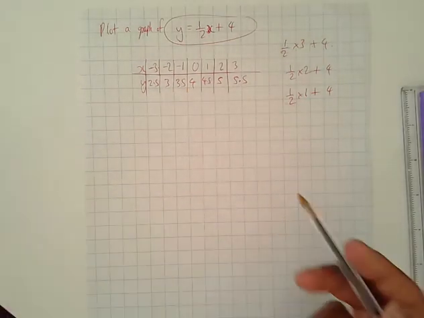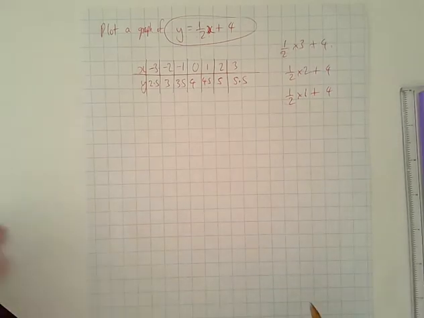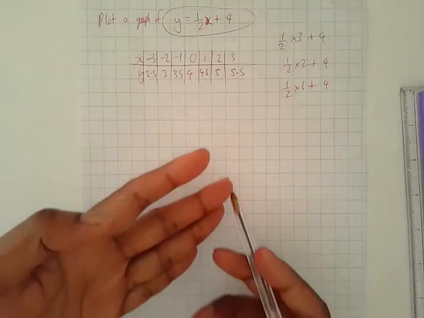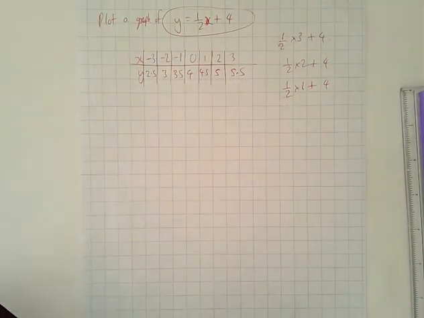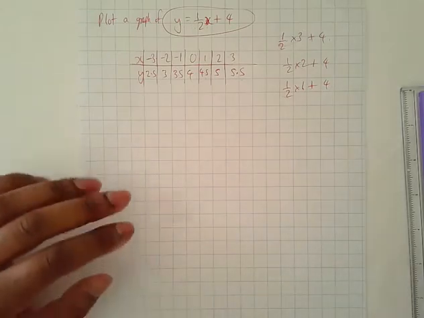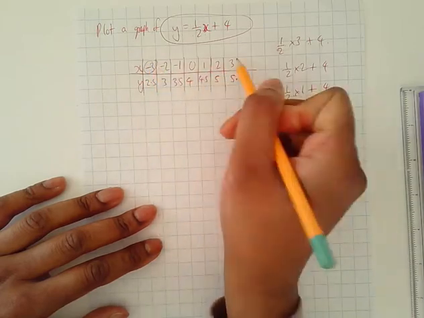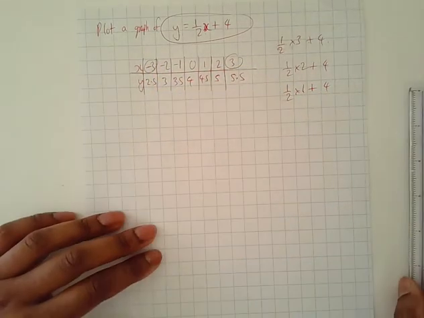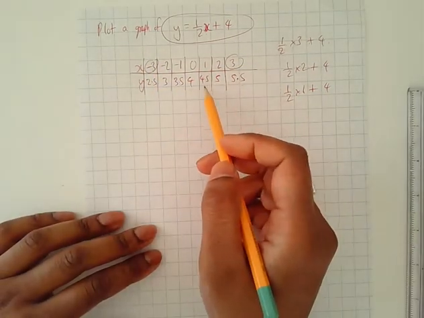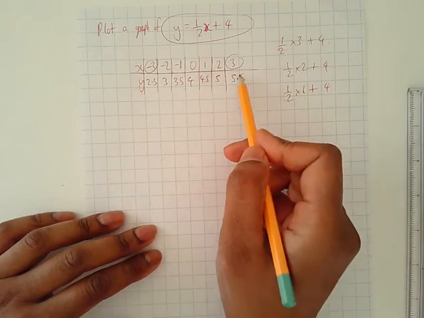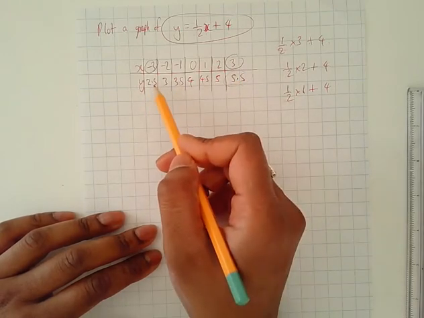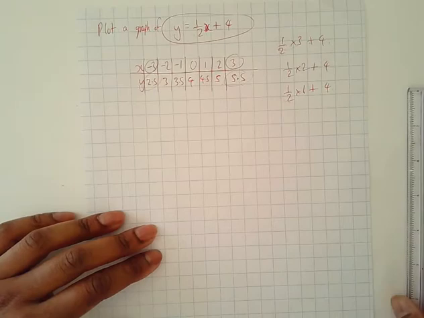Now I need to draw a graph, and you're probably thinking, well, how do I get started? How big are the axes going to be? Well, the largest and the smallest numbers we got on the x-axis are -3 and 3. And going along the y-axis, the biggest number we have is 5.5, and the smallest number we have is 2.5.